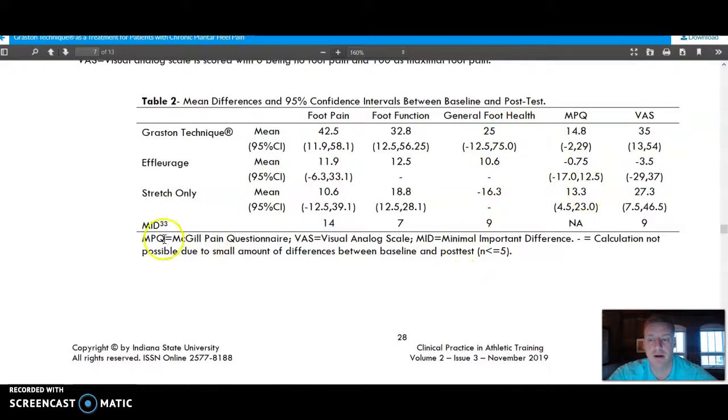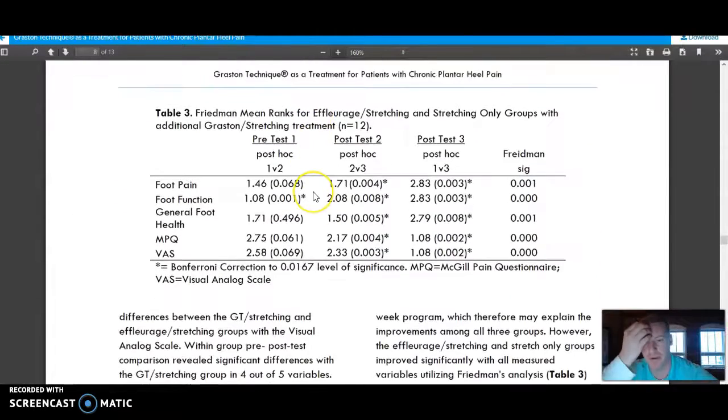So if we look here, the minimal important difference for this tool is a 7. So you can see that everyone got better here. But for this tool, it's a 14, and only Graston was able to do that. And that's why some of this data is so important to say, yeah, people got better, but it wasn't enough to say that they were better from the bigger perspective.